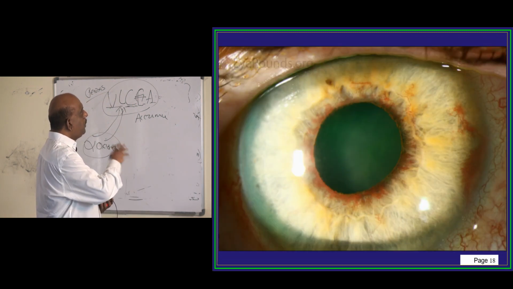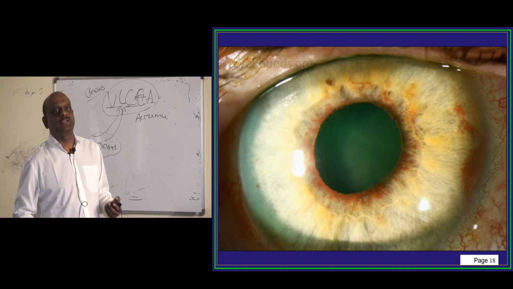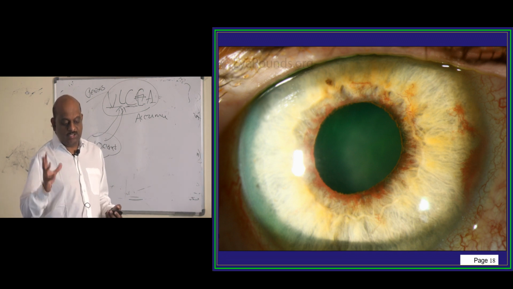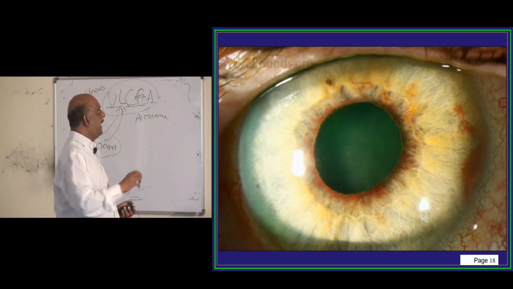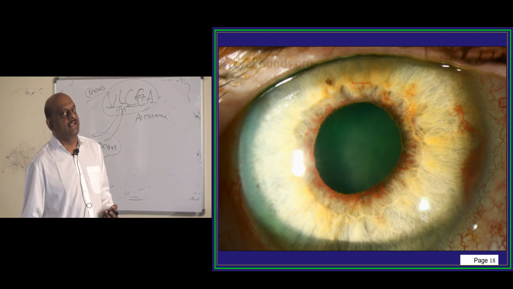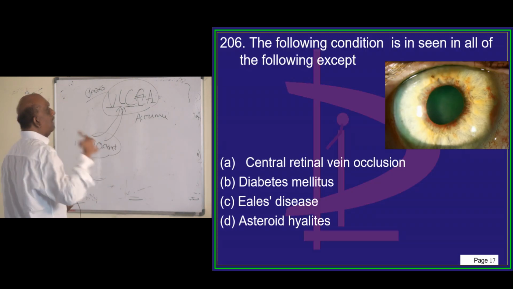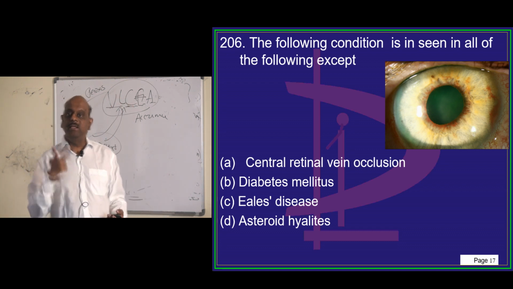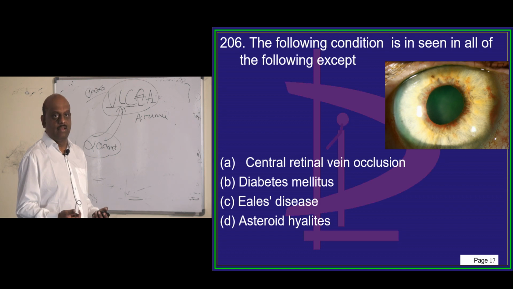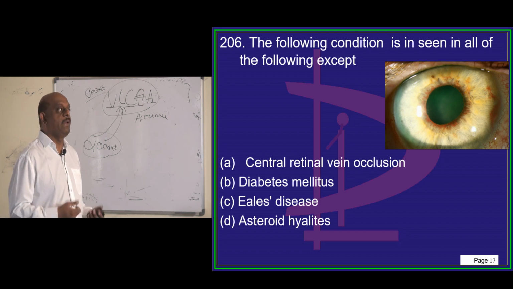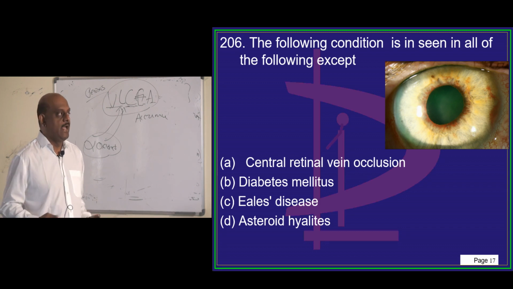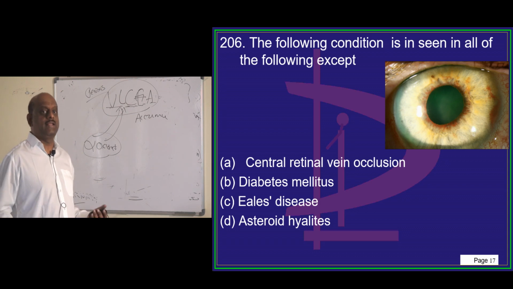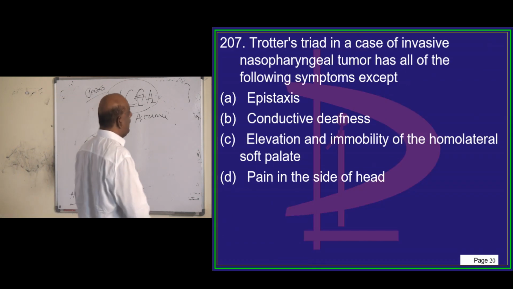Now, you are seeing a finding. What is this finding that you are seeing? This is called rubeosis iridis, where there is neovascularization. Causes include central retinal vein occlusion, diabetes mellitus, Eales disease. Eales is a hypersensitivity to the tuberculin protein that leads to development of a periphlebitis of the vessels, and that leads to hypoxia. Any hypoxia stimulates neovascularization is what you have to basically understand.